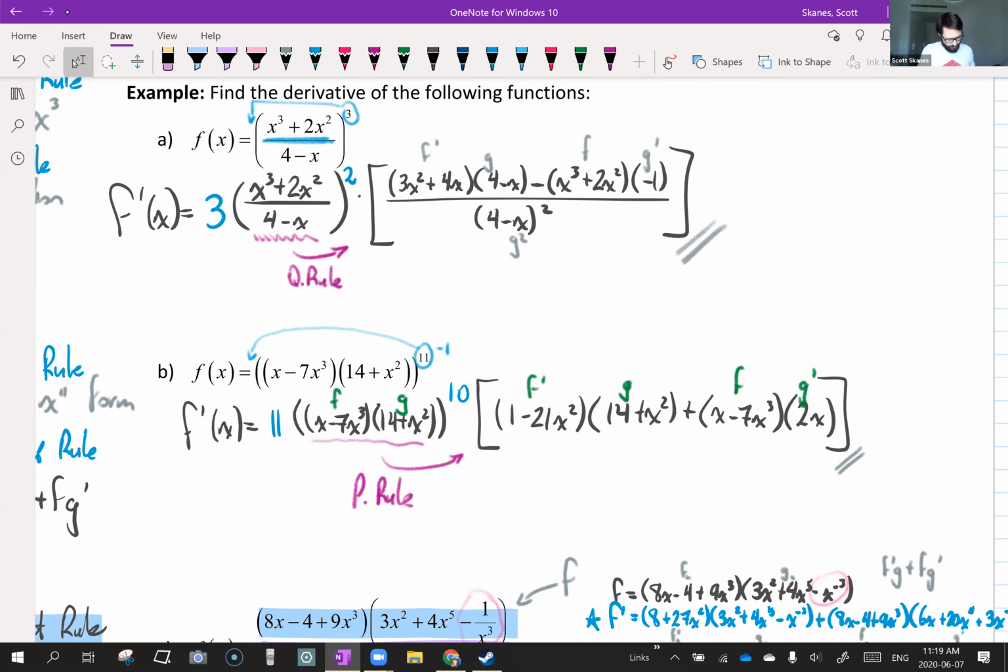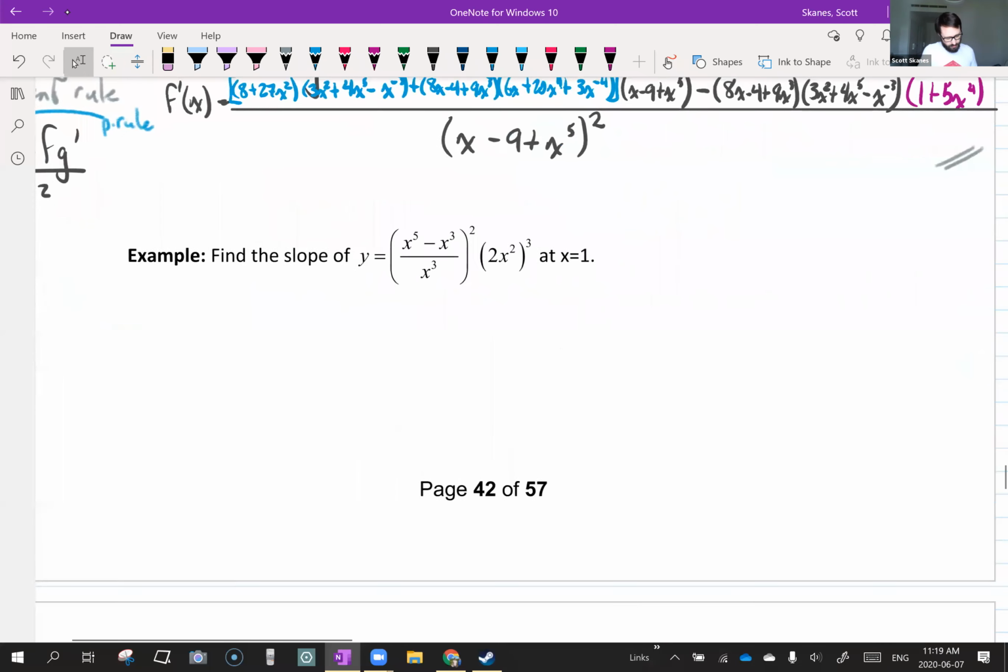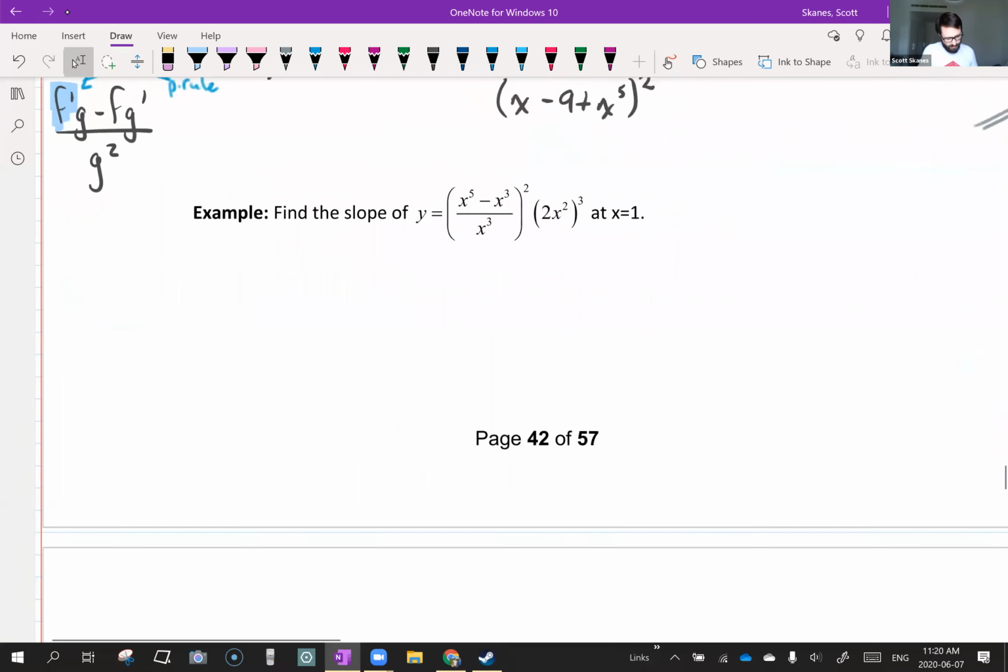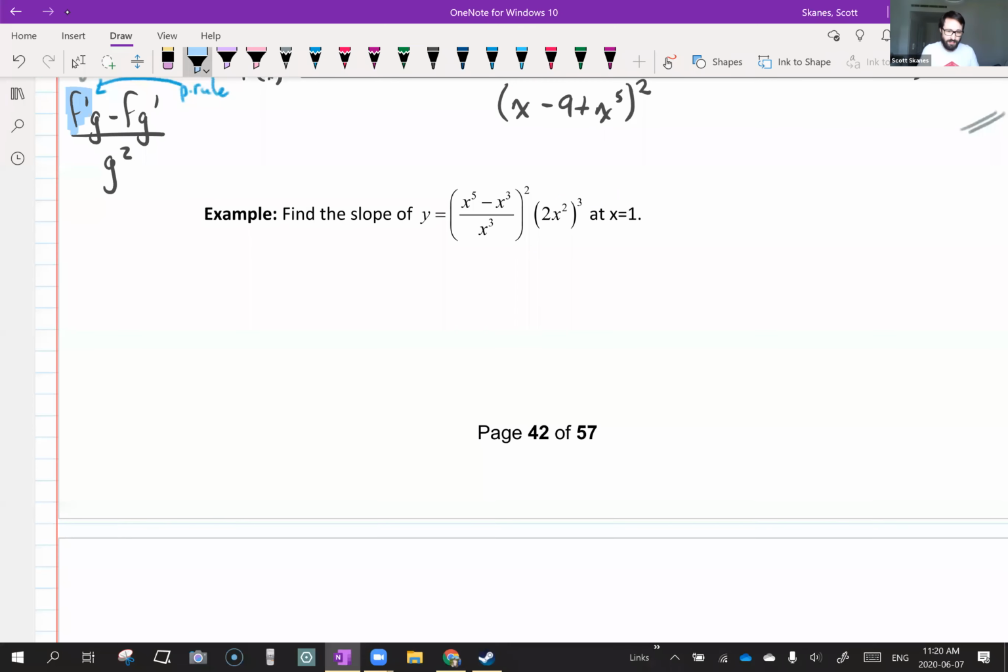Or this last one. So I want to finish this one. It should only take me maybe 5 minutes and we'll be done. I just want to end off with an easier example. So find the slope of the function at x equals 1. So once again, derivative.